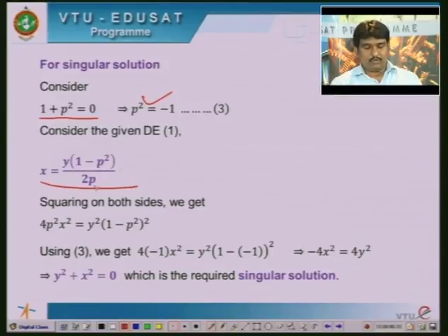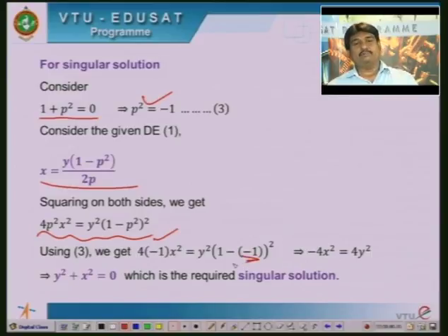As I have p square and only p here, I'll square this equation and simplify it to get even powers of p: 4p square x square equals y square into 1 minus p square, the whole square. Now I'll substitute the p square value. p square is minus 1, so it is 4 into minus 1 into x square equals y square into 1 minus p square, with p square as minus 1, the whole square, which is nothing but minus 4x square equals 4y square. Therefore 4y square plus x square equals 0 serves as the singular solution of the differential equation.